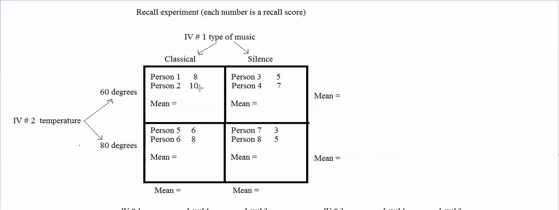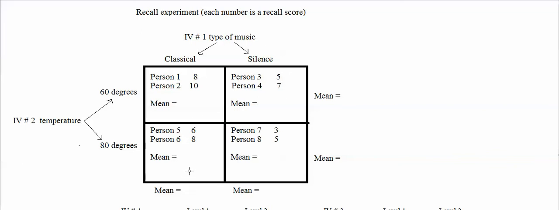can be found by adding the 2 numbers and dividing by 2. There's a shortcut because since there's 2 numbers, it's the number that's halfway between, which means this is whatever's halfway between 8 and 10. This is whatever's halfway between 6 and 8. After you fill all of these in, I'll have you calculate the marginal means.